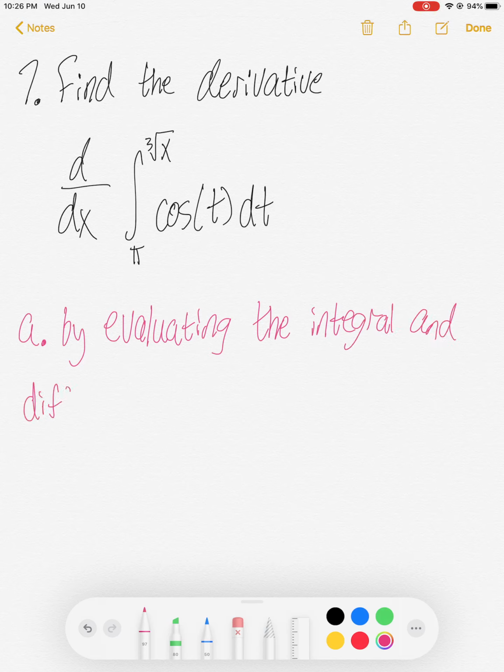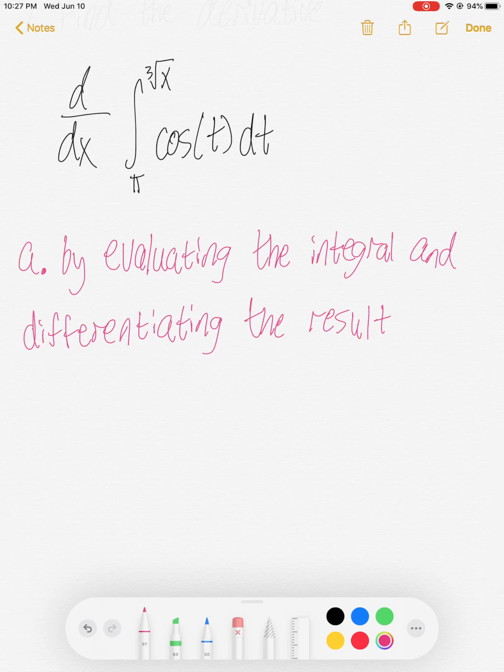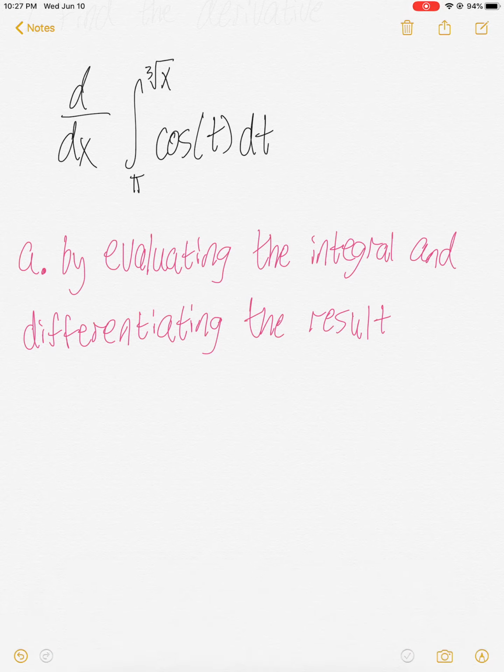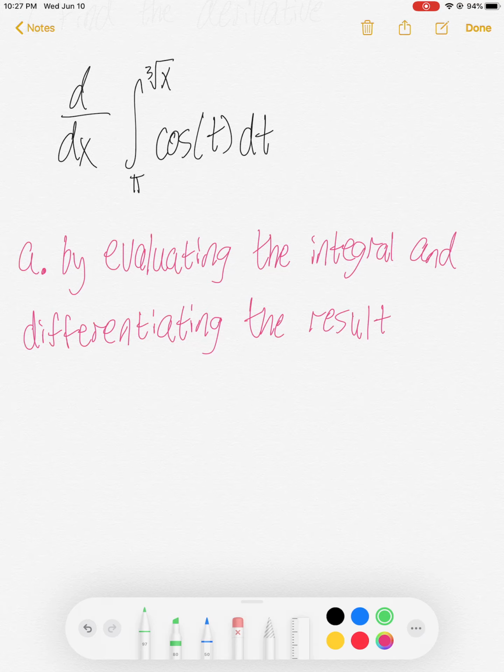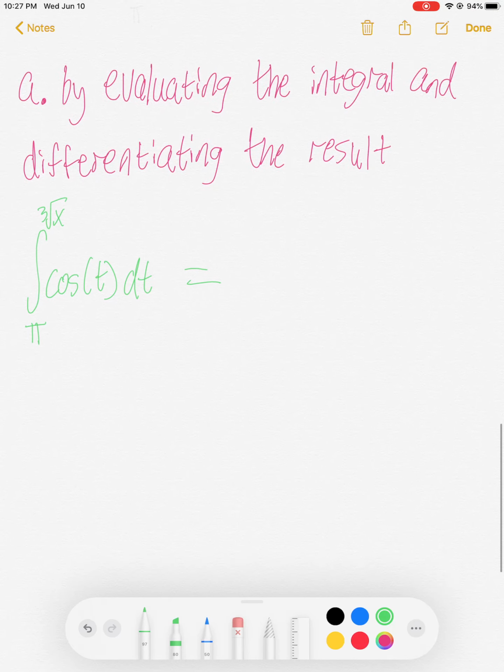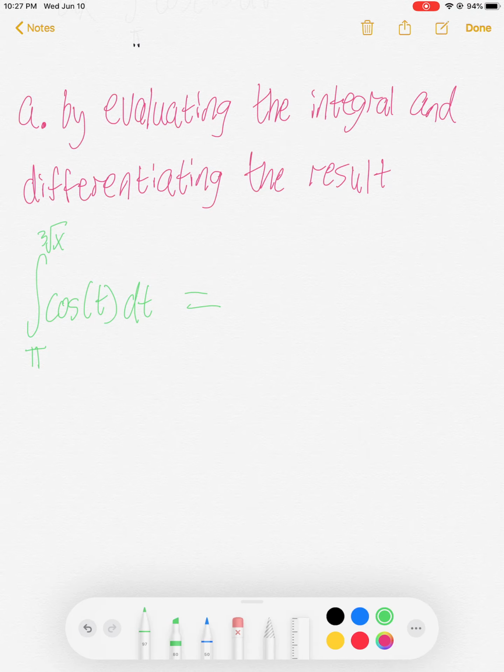So the first way, we'll go ahead and talk about this all the way through before introducing the second way. The first way it wants us to evaluate this is by evaluating the integral and differentiating the result. So this problem is really getting at the heart of the fundamental theorem of calculus. What this means is first, we're going to solve this integral from pi to the cubed root of x of cosine t dt. Then we'll take the derivative of whatever that is. So let's start by focusing on that integral.